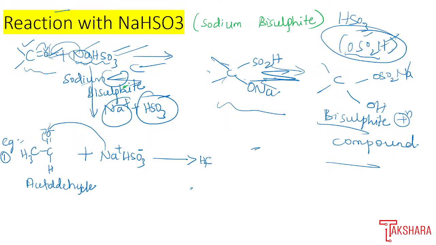Here CH3 and C, and here ONa comes. Okay, ONa, and here we will get OSO2H, and on another side we will get a hydrogen atom.